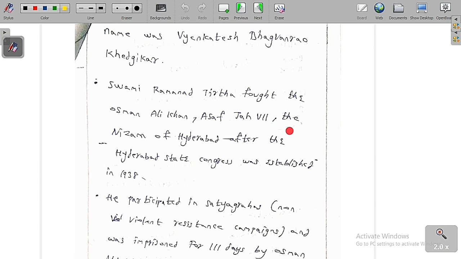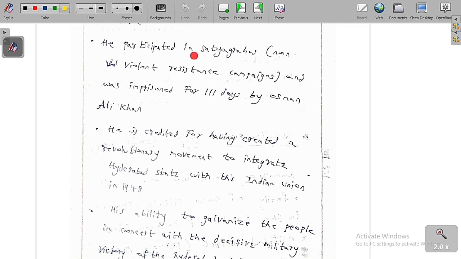Asaf Jah 7, the Nizam of Hyderabad, after the Hyderabad State Congress was established in 1938. He participated in the satyagrahas, non-violent resistance campaigns, and was imprisoned for 111 days by Osman Ali Khan, the last Nizam of Hyderabad.